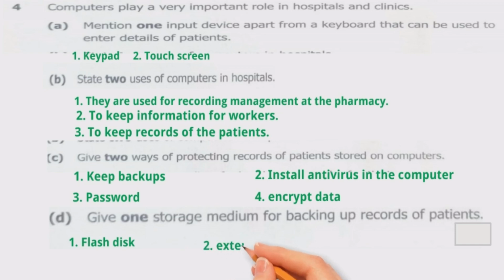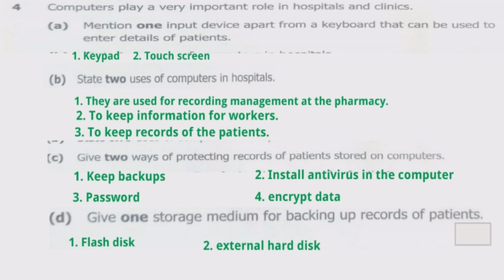You can also use an external hard drive. We know what an external hard drive is. This is a hard drive that is not inside the computer. It can be mobile, and it can be used with different computers. So those are two. Since they want one, I'll give you those two. But there are many.